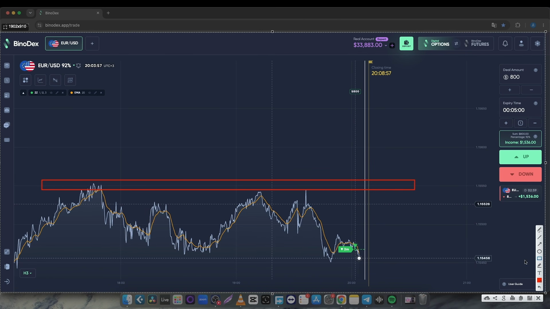Guys, I want to show you my trading logic now. I'll mark a key resistance area on the chart. The price is heading down. I'm confident the trend will continue downward from this local resistance area.